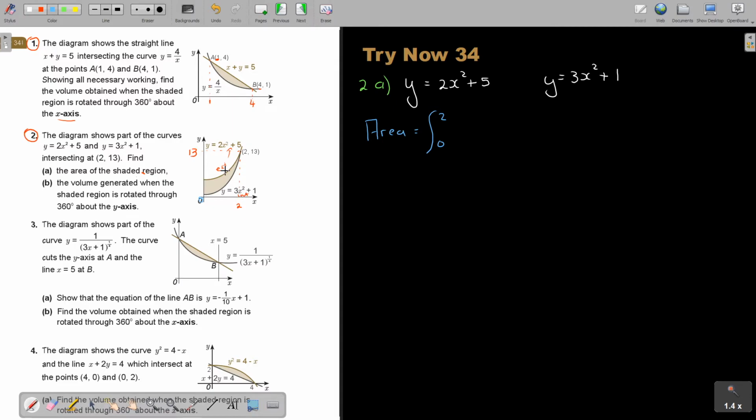So which is my exterior? It's going to be this one, 2x squared plus 5. Remember, it's area, so I don't square it, and there's no pi. And I subtract this one, and that's 2x. Okay, I think it's best to simplify it first.